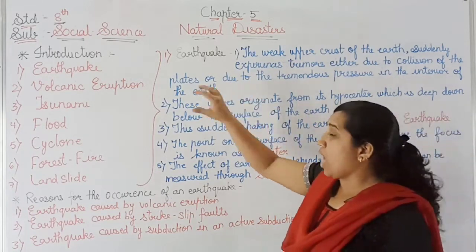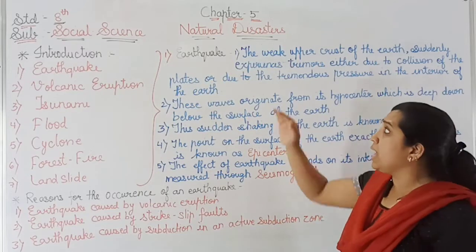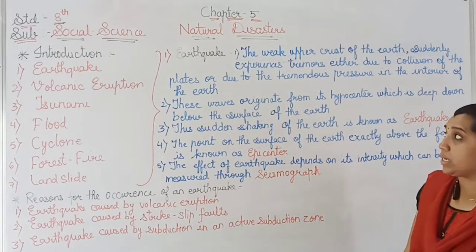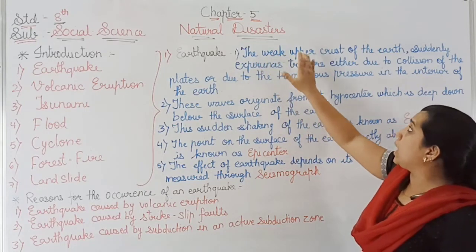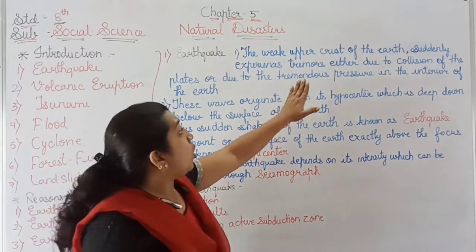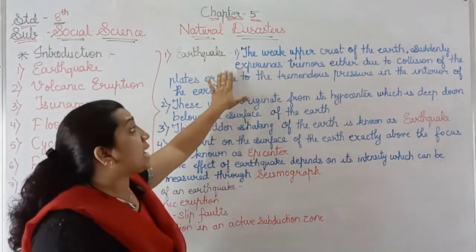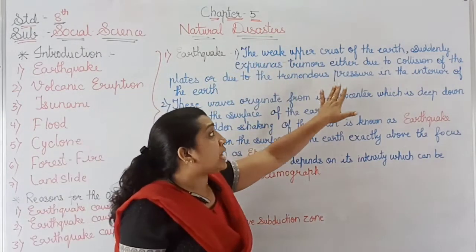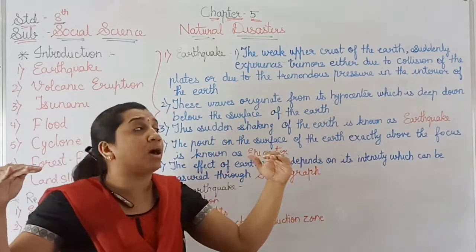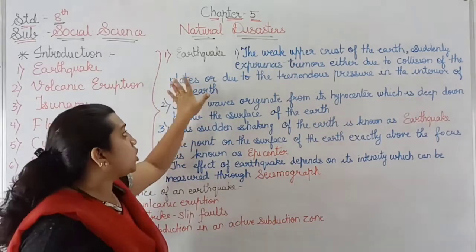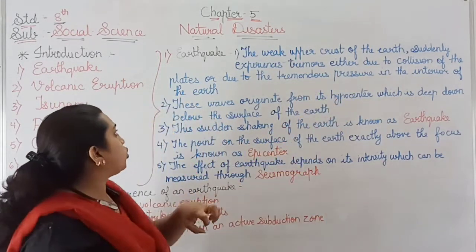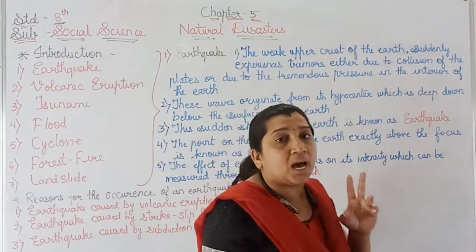Now here, how the earthquake happens, the explanation is written here. The weak upper crust, that is the upper surface of the earth, suddenly experiences tremors, either due to a collision of the plates, or due to the tremendous pressure in the interior portion of the earth, and that creates the earthquake.